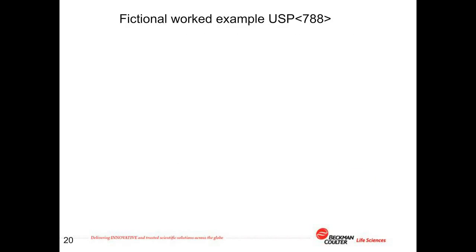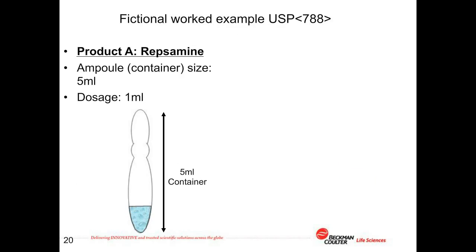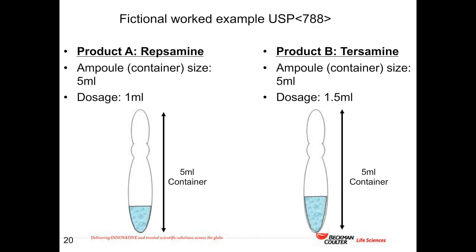So let's apply that to a couple of fictional products. Now, these are made-up products, and I apologize if anybody's using these for drug names. I just made them up. So we've got product A, which is called repsamine. It's an ampule, and the container size is 5 milliliters. And then we've got product B, which, again, I've made up. It's a fictional product called tersamine, and it's in the same size ampule, 5 mil. But product A, when it's given to the patient, the dosage volume is just 1 milliliter, whereas product B, the tersamine, the dosage given to the patient is 1.5 milliliter.